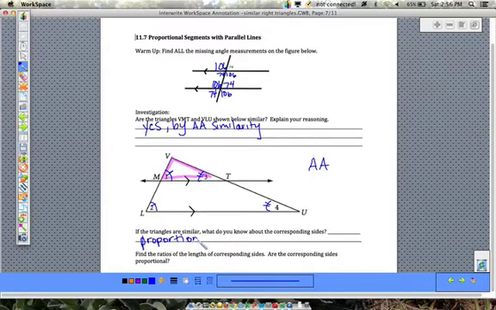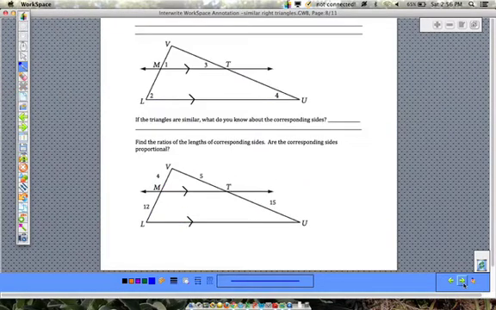They are not congruent. Congruent means they're the same size, but they're proportional. All of the corresponding sides are multiplied by the same scale factor. So then in class, we went ahead and measured the side lengths and checked to make sure they're proportional. Turned out they were.